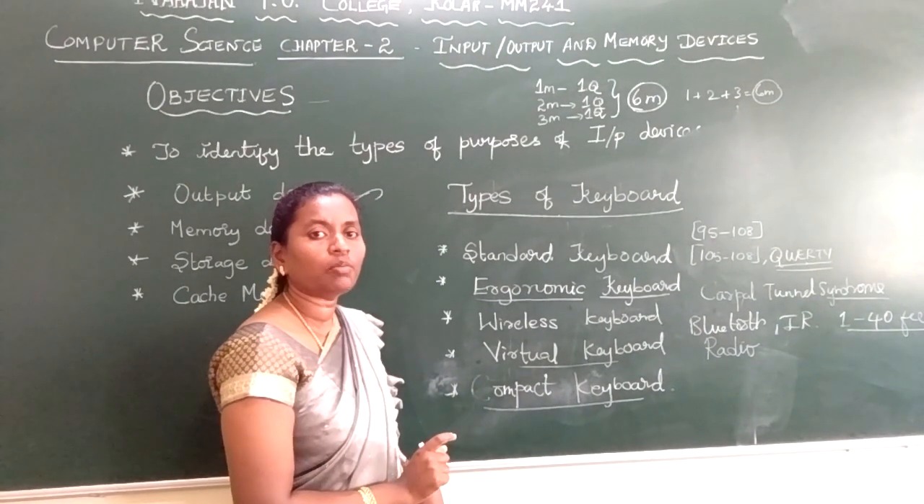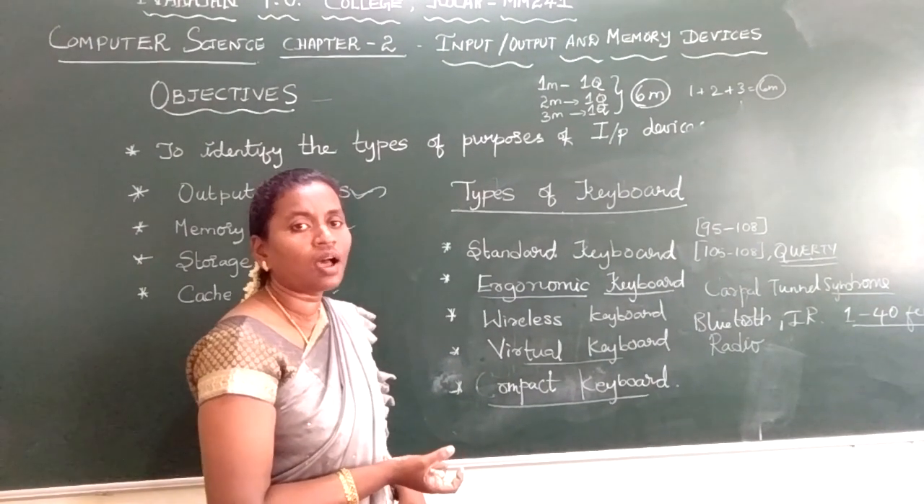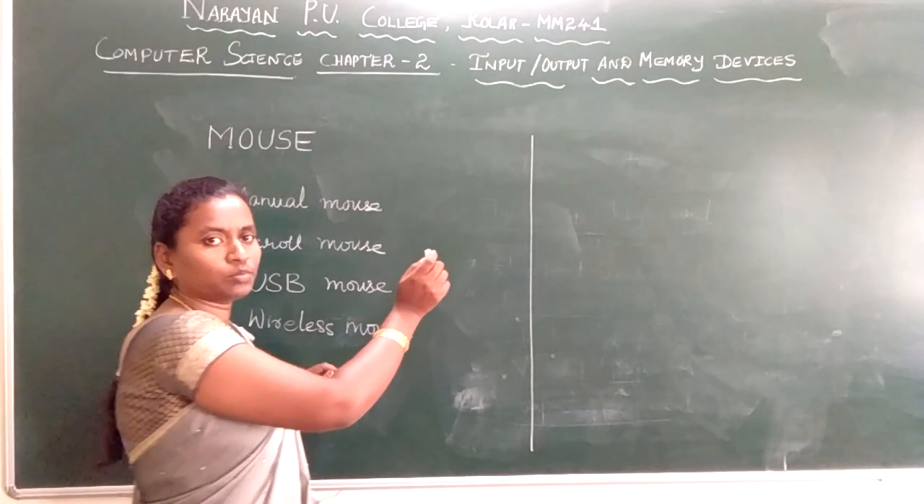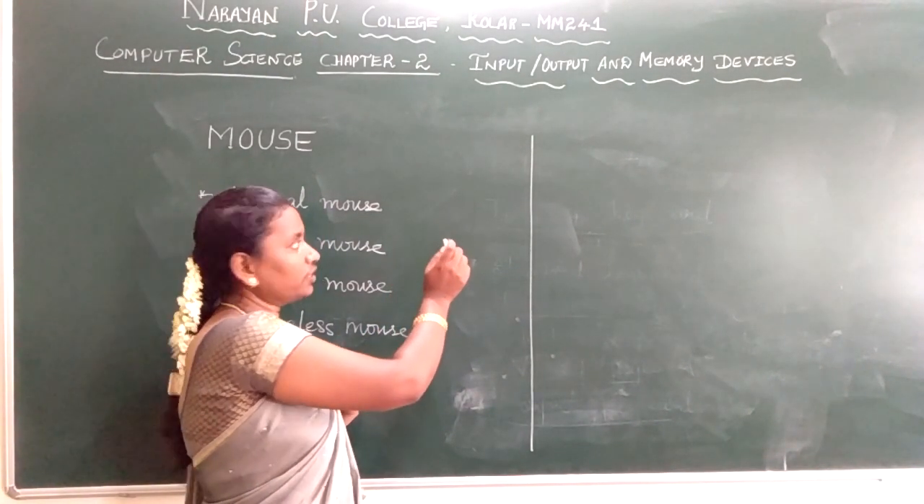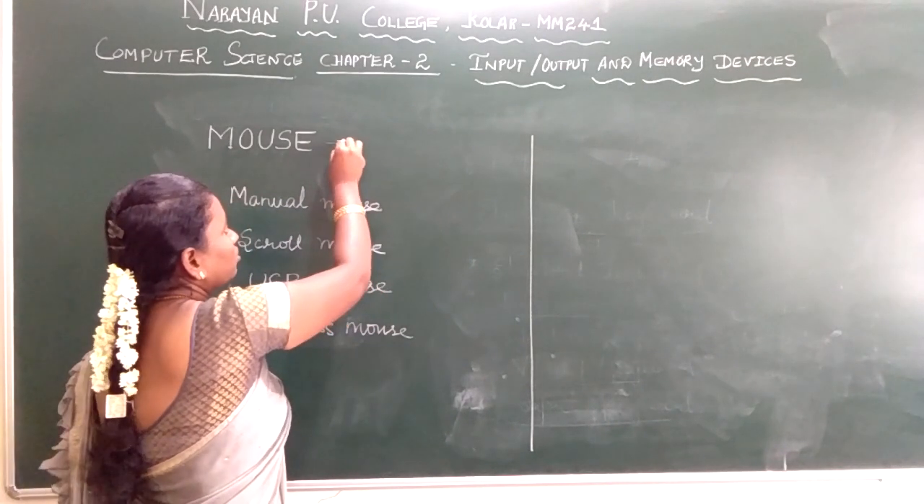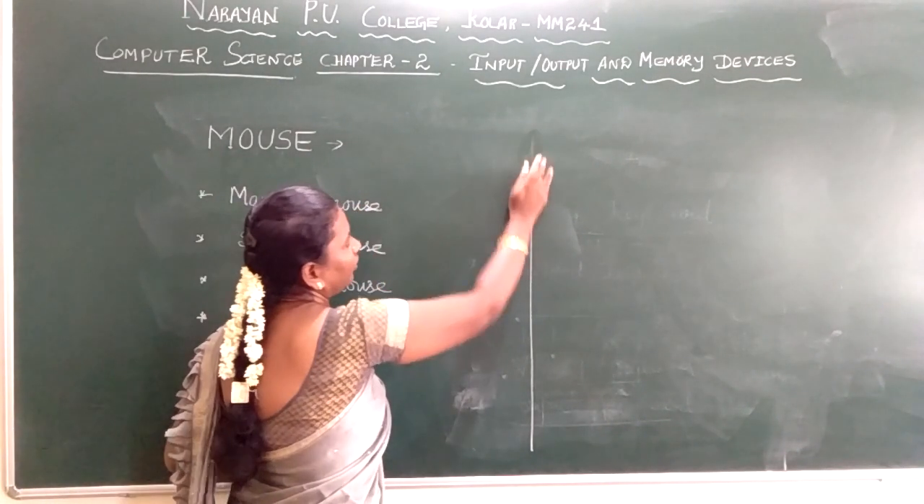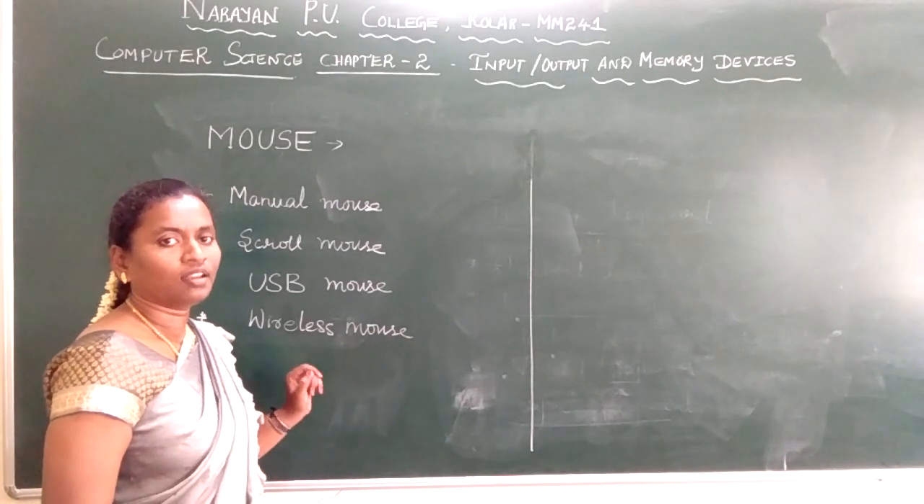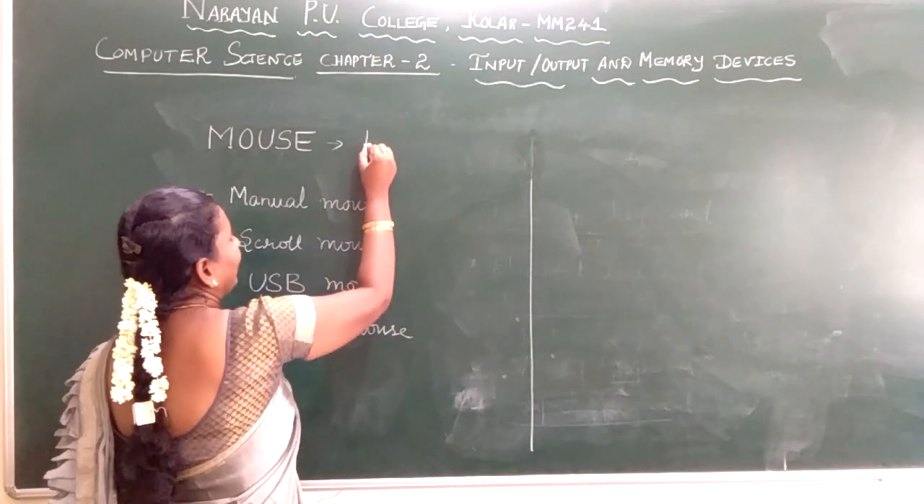Okay. Next we will see the next input device, the mouse. Students, the next most widely used input device is your mouse. Okay. Mouse. So, what is the abbreviation for mouse? This might be a one-mark question they may ask. Okay. What is the abbreviation for mouse?